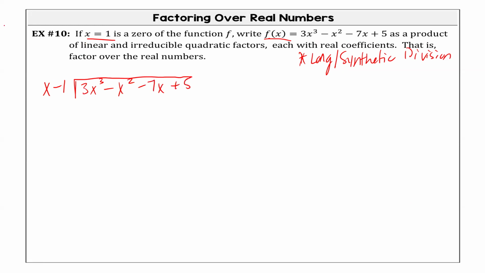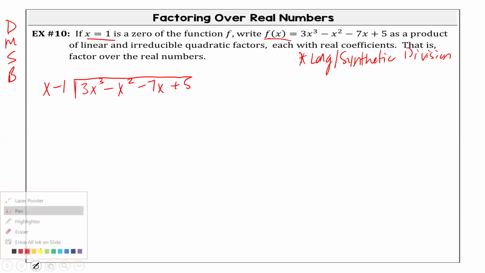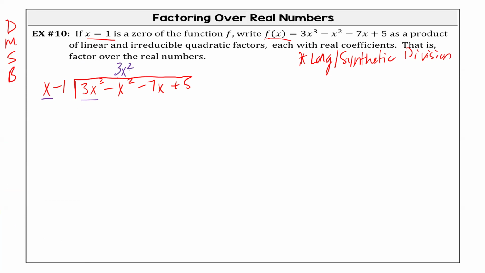Remember, does McDonald's sell burgers? It's the process of dividing. Divide, multiply, subtract, bring down. Divide, multiply, subtract, bring down is the process that we follow. So you're going to divide your leading terms. So 3x cubed divided by x is going to be 3x squared. After you divide, you then multiply the quotient times your divisor. 3x squared times x is 3x cubed. 3x squared times negative 1 is negative 3x squared.